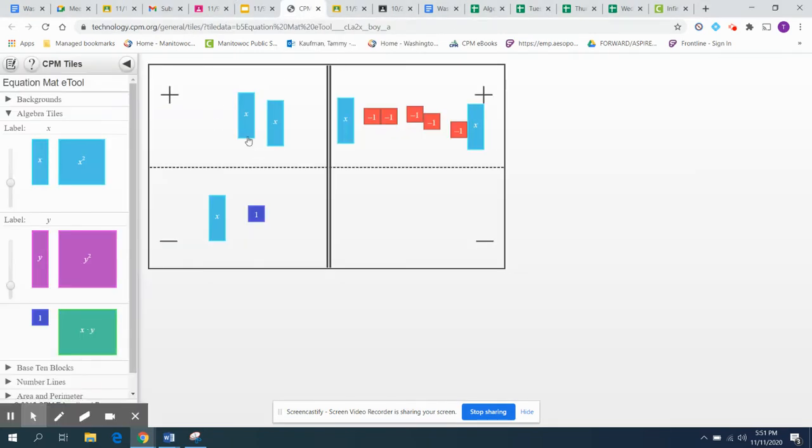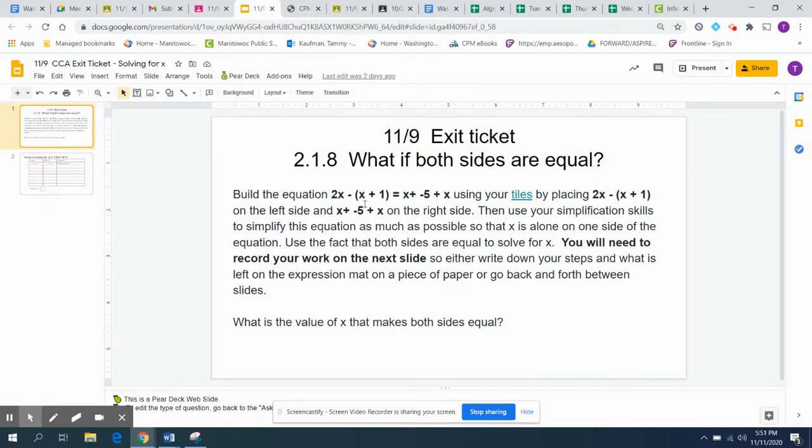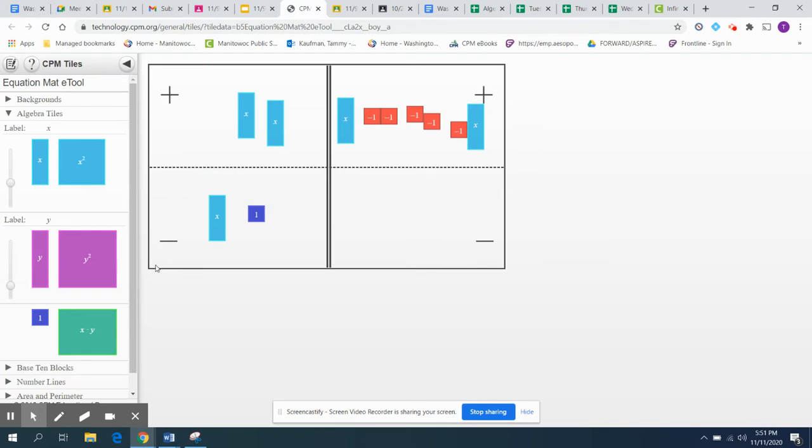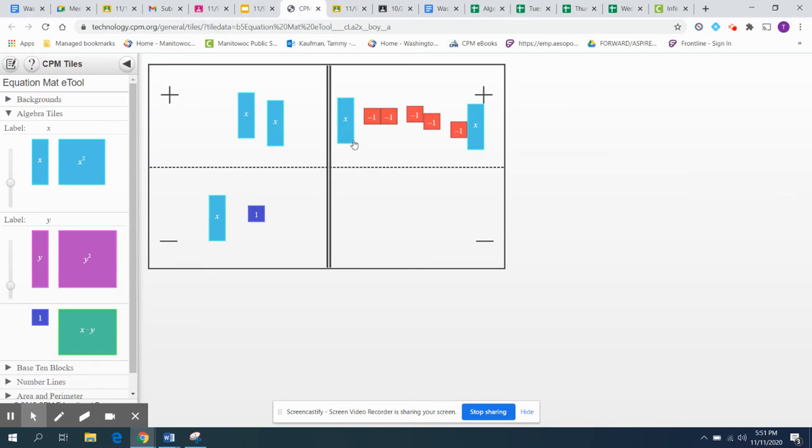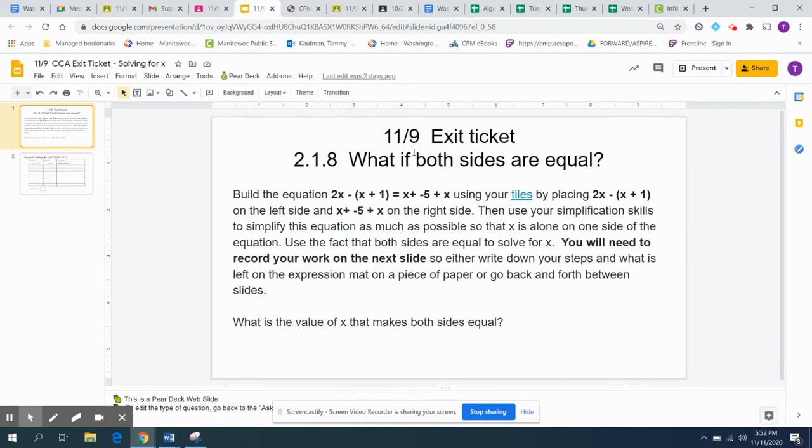I have my 2x, that's the 2x here, and then minus (x plus 1) on the bottom. On the right side, I have an x, that's the x right here, plus -5. I know that's on top because there's a plus between it. So plus -5 plus another x.